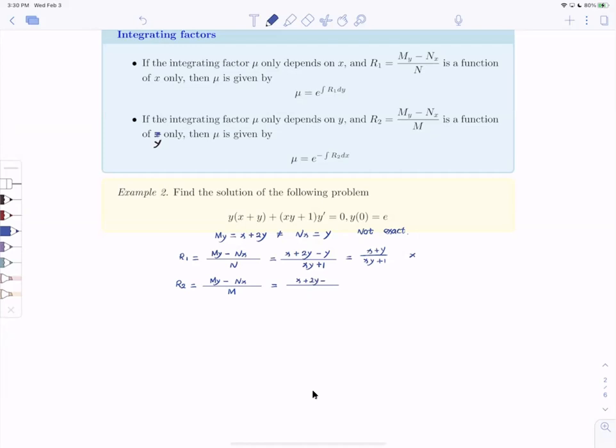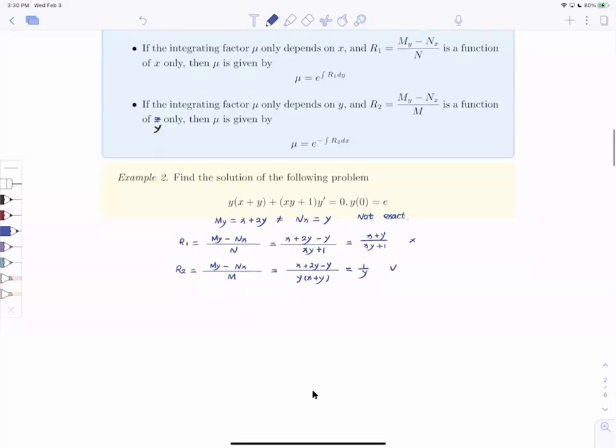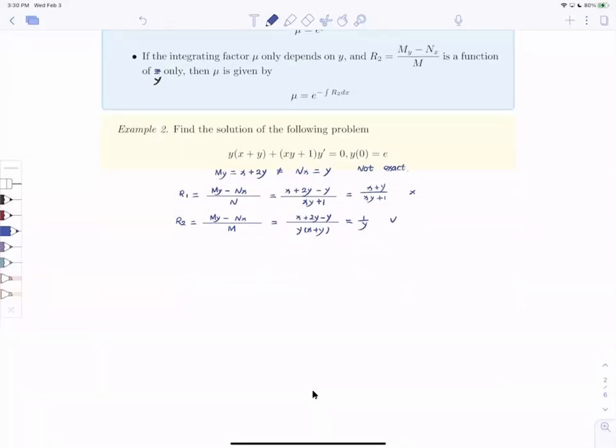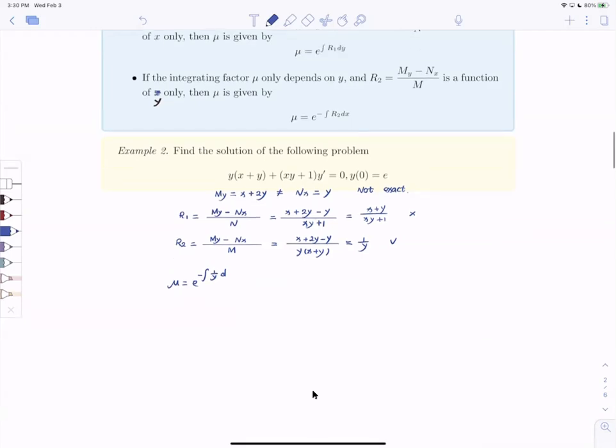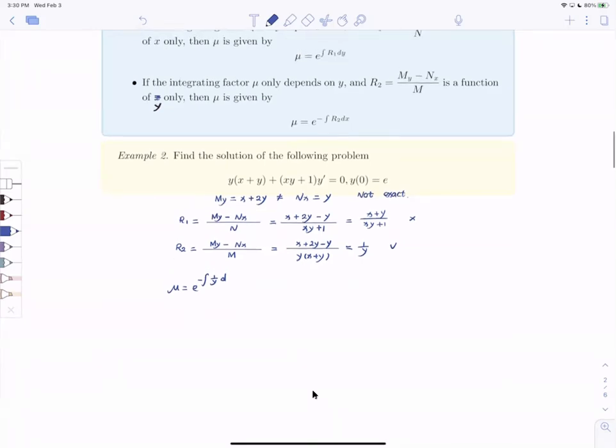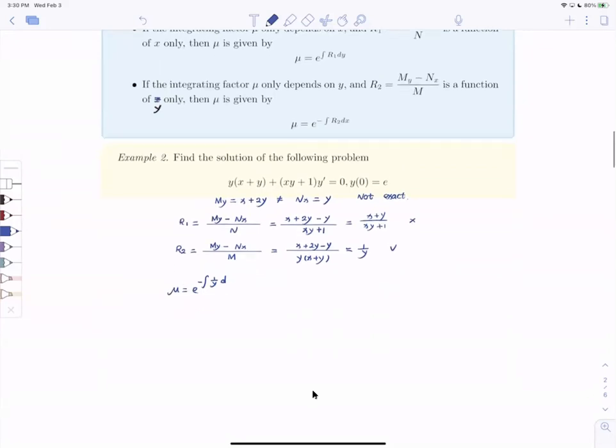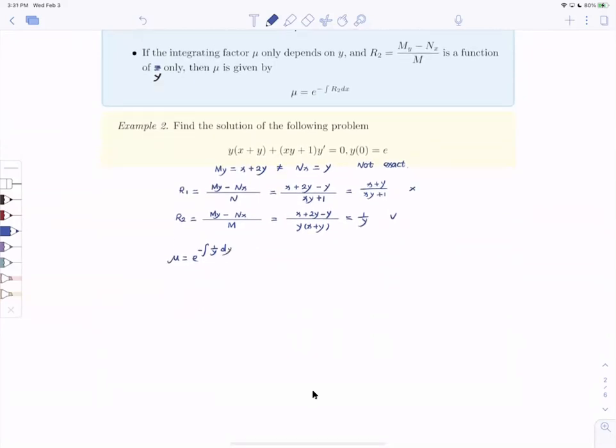Okay, 2y minus y. M is y, x plus y. So that's x plus y. x plus y cancel out, which is 1 over y. So we use R2. So mu goes to e to the negative integral of 1 over y. The d here should be dy. I feel like I have a few typos. Here should be dy. I'll fix it after I finish writing the question.